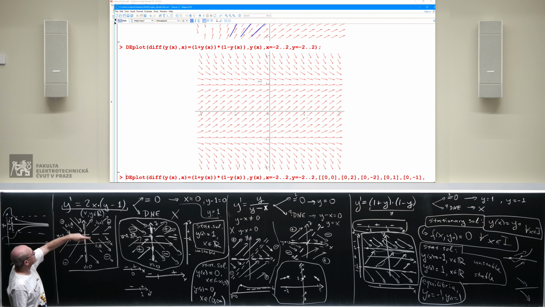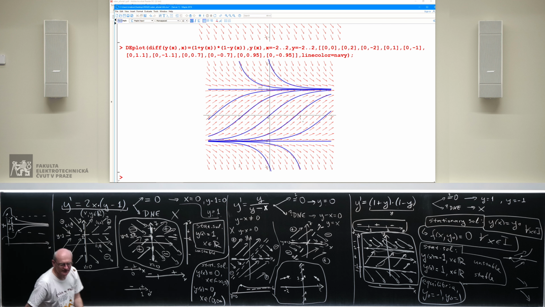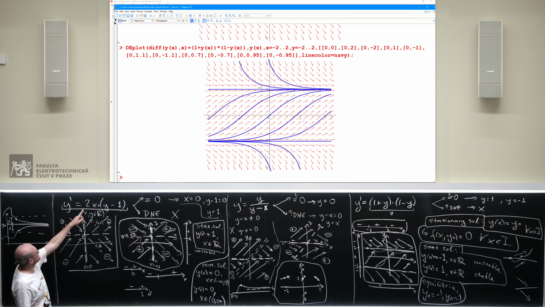Slope field, our picture, yeah, they do agree. Let's have a look at some solutions. Yeah, this seems to make sense. I can see the stability for the y is equal to 1 solution. Down here we can see the stationary solution y is equal to -1 and it's unstable.